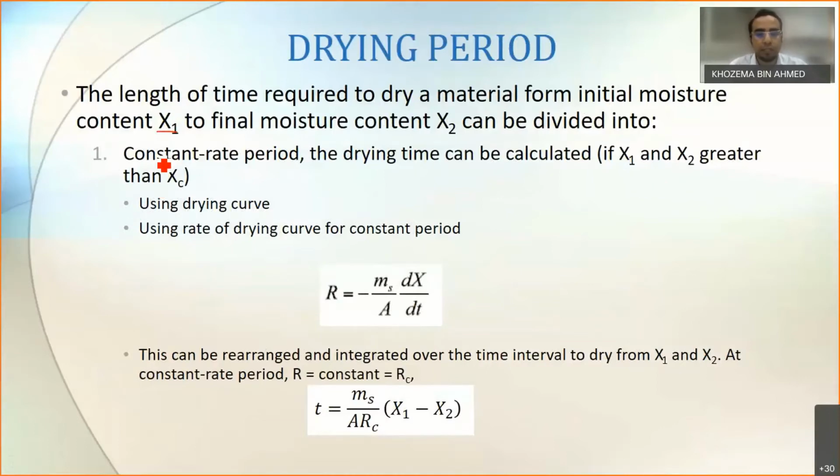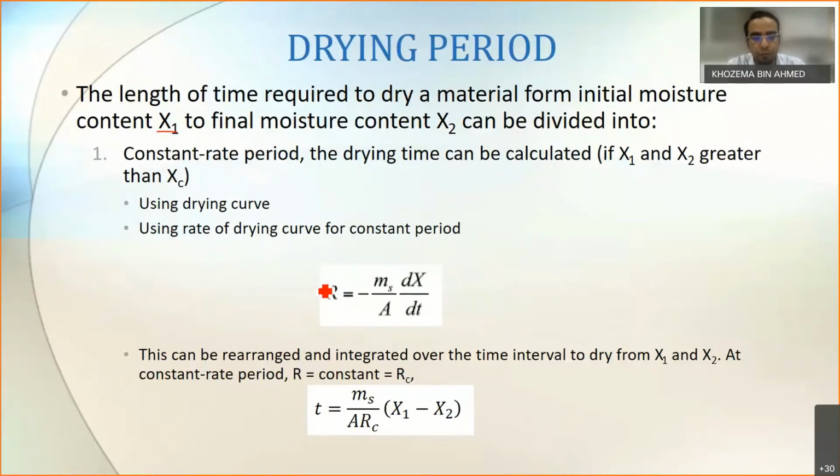We can actually find the time for drying by two methods. Method number one is that we just straight away use the drying curve. We can just straight away use the rate of drying curve. The second one is that we can use the rate of drying for the constant period, meaning that we can just use this equation.